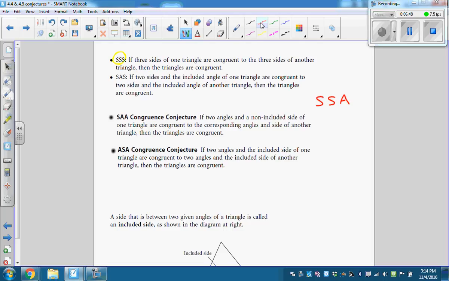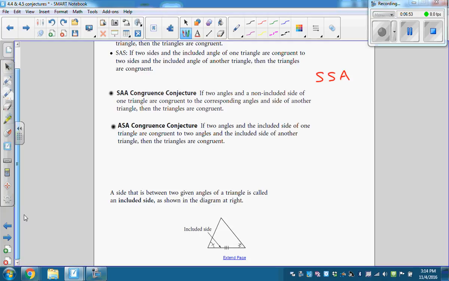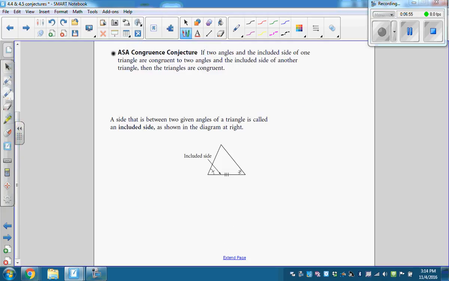Okay? Good? Okay, so in case you don't know what the included side looks like, or the included angle, pictures are going to be marked. So this would be 2 angles and the included side. All right?